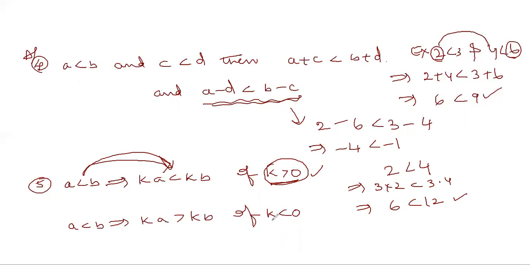Suppose you multiply with a negative number. For example, 2 is less than 4. If you multiply with minus 3, minus 3 into 2 and minus 3 into 4, then what is that? It is nothing but minus 6, and this is minus 12. So which one is bigger? Minus 6 is bigger. So if you multiply with a negative constant, the inequality changes. That is the last idea.